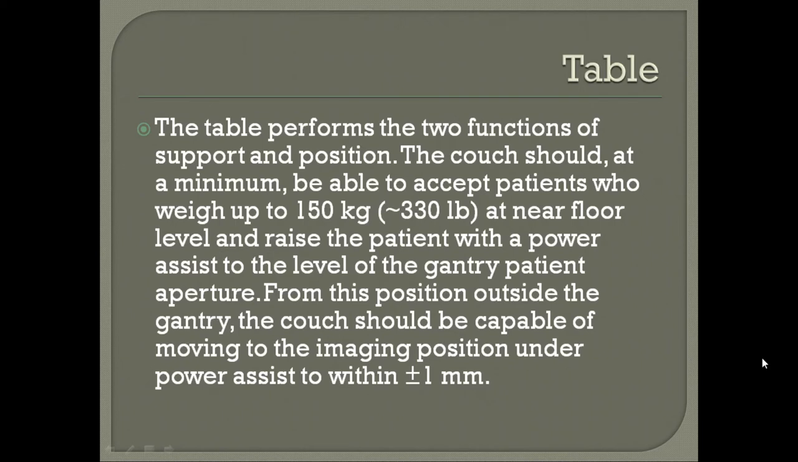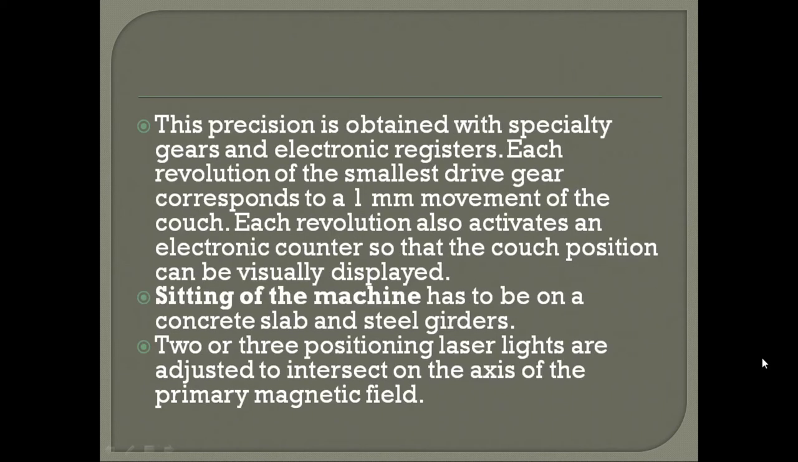The table performs two functions of support and position. The table should at minimum be able to accept patients who weigh up to 150 kilograms at near the floor level and raise the patient with the power assist to the level of the gantry. From this position outside the gantry, the table should be capable of moving to the imaging position under power assist to within 1 millimeter. This precision is obtained with specialty gears and electronic registers.